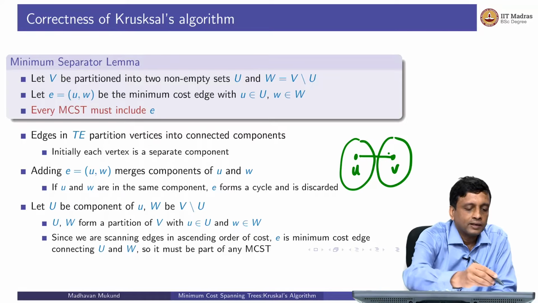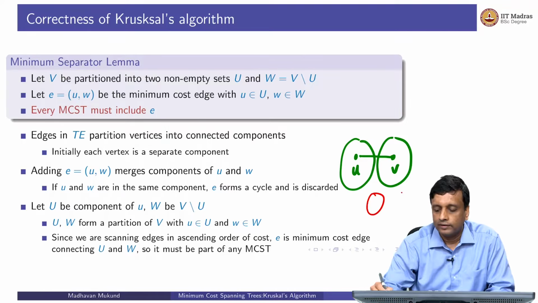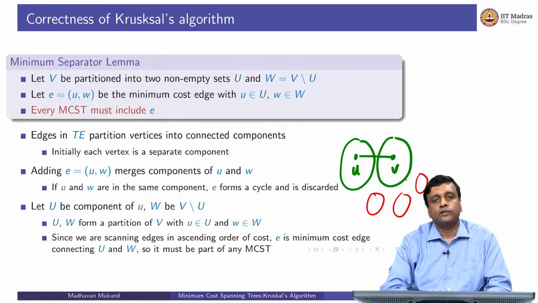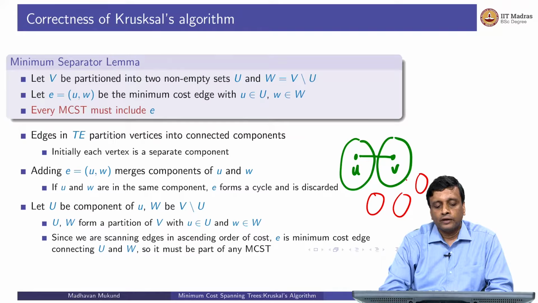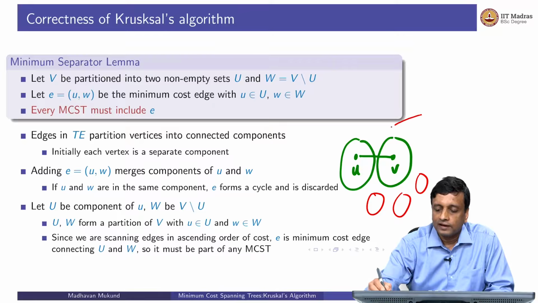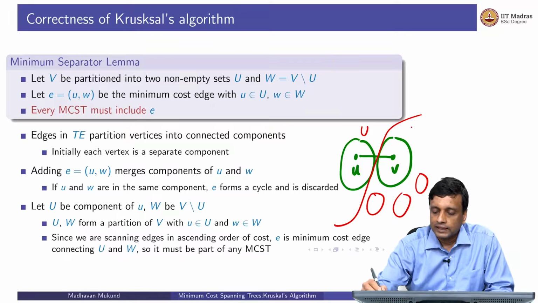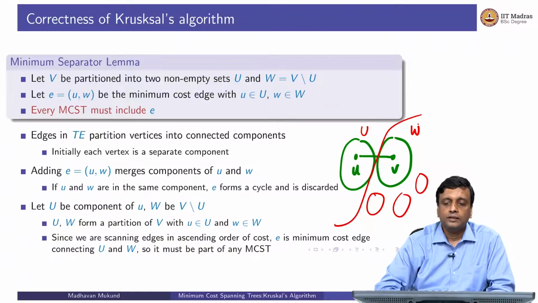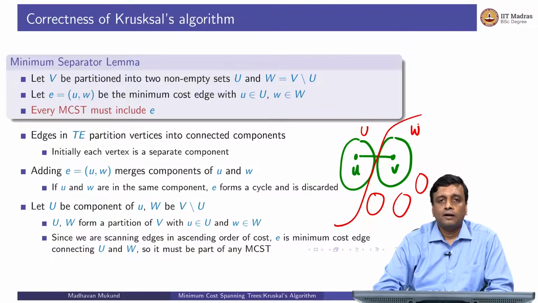And of course we have some other components sitting around somewhere, okay, which are not connected to either of these. So what we can do is we can basically think of this as some kind of a partition, saying this is my capital U and this is my capital W, right. And now clearly, because all the edges which are yet to be added are bigger than the edge that I have now.